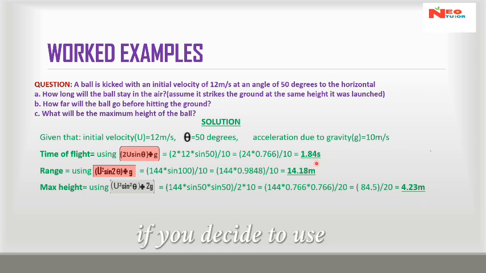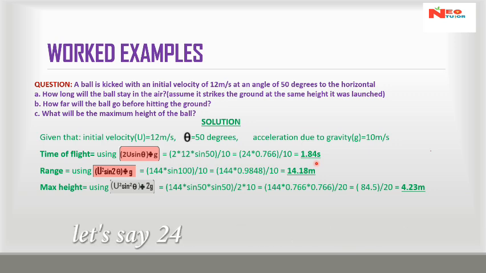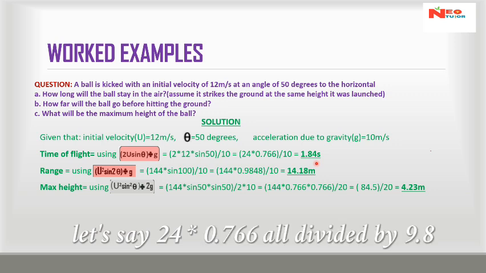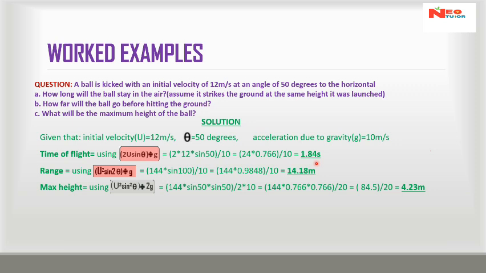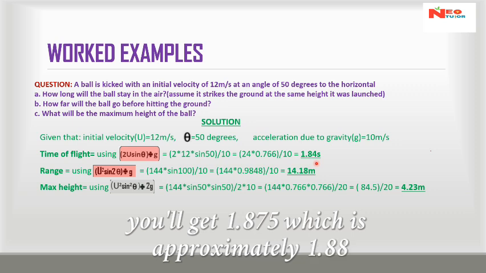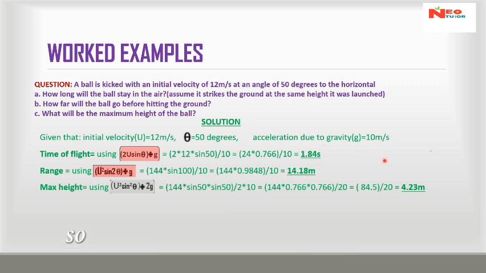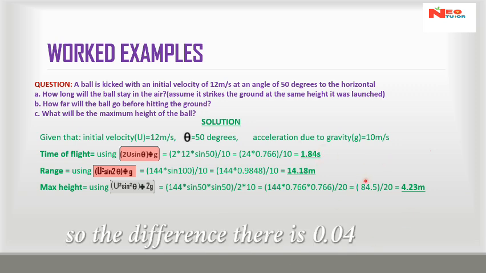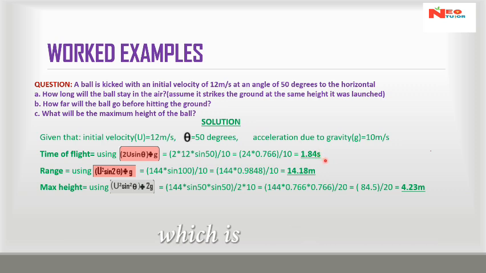If you decide to use 9.8 as your acceleration due to gravity, you can just say 24 times 0.766 all divided by 9.8. You'll get 1.875, which is approximately 1.88. So the difference there is 0.04 seconds, which is negligible.